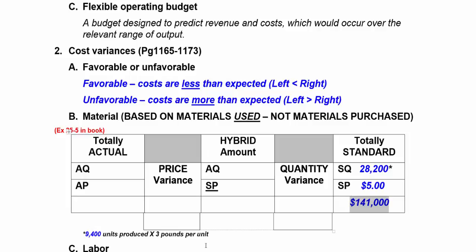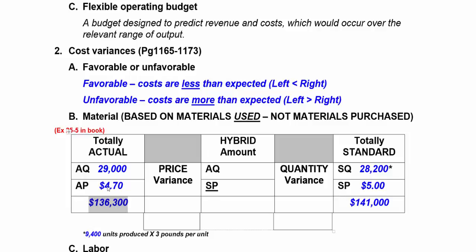Now we contrast that with the actual. They said that the actual amount used was 29,000 pounds, and the actual price paid was $4.70 per pound. So you can see from looking at this that in terms of the amount we used, we used more than what we had hoped to use, but the price we paid was less than what we expected to pay. So you would expect a favorable price variance and an unfavorable quantity variance once you complete the analysis.